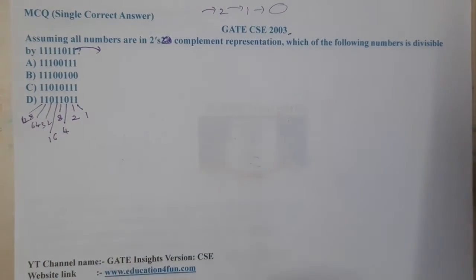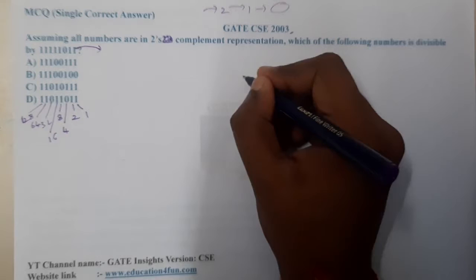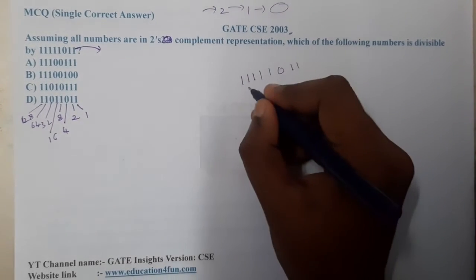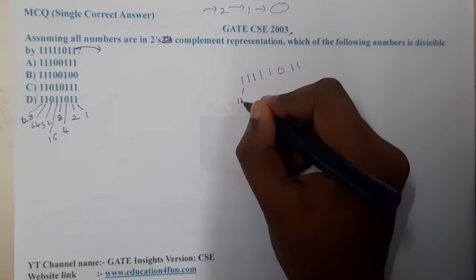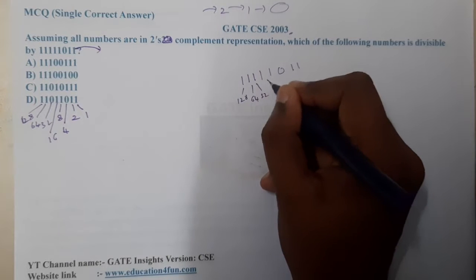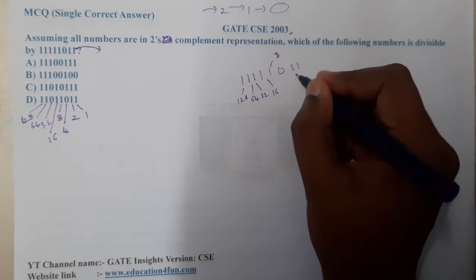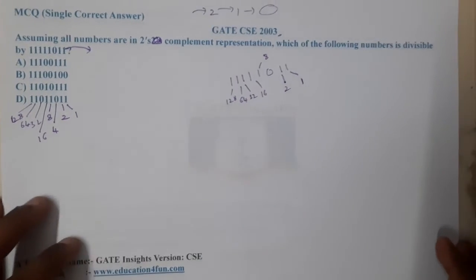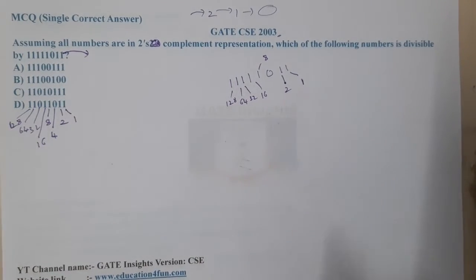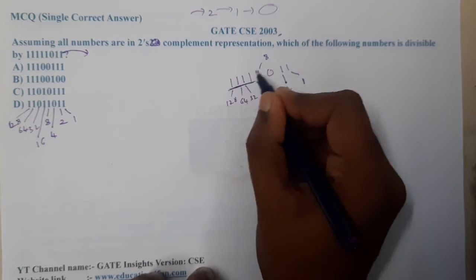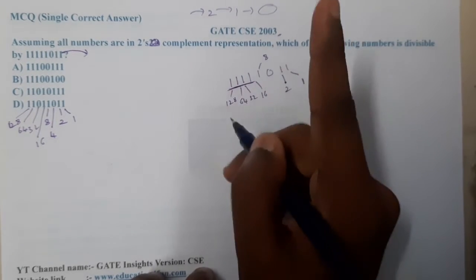Let us take the first value first. So 1, 1, 1, 1, 1, 0, 1, 1, which is 128, 64, 32, 16, 8, 2, 1. There is one more trick, guys. Whenever you find a number like this, these leading ones are indirectly sign extensions. So you can remove all the ones until you end up with a single one at the start.